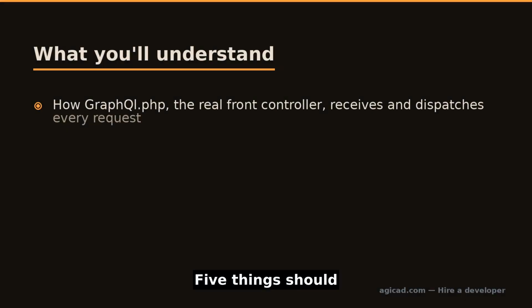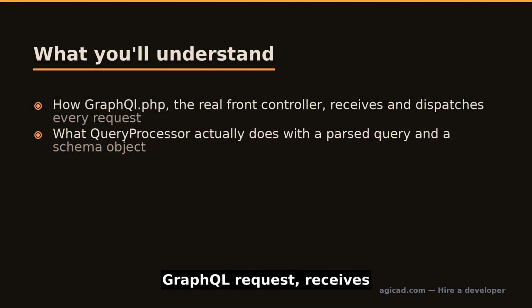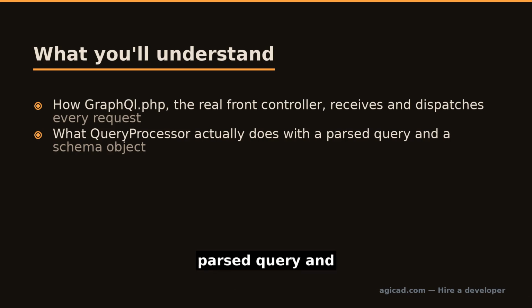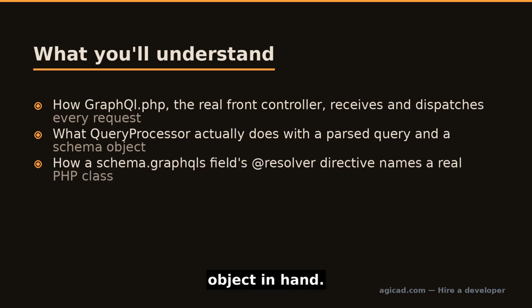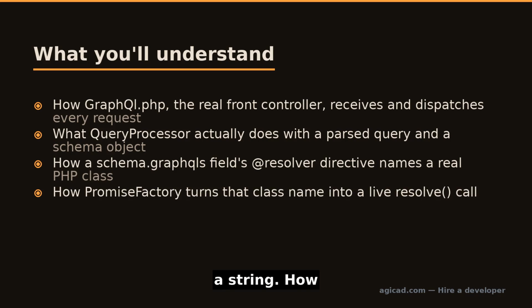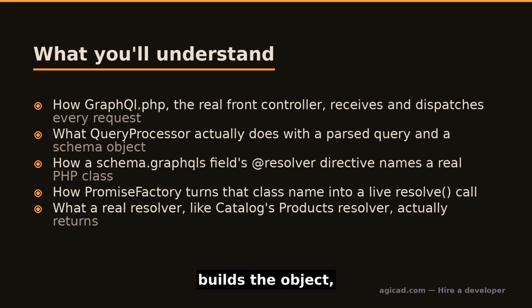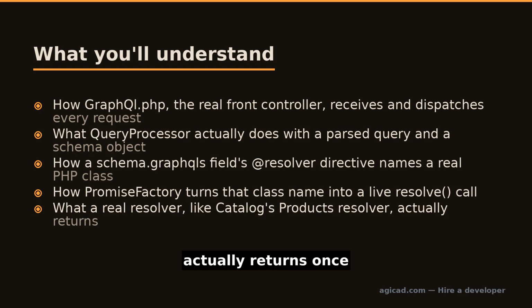5 things should click by the end. How GraphQL.php, the single real front controller behind every GraphQL request, receives and dispatches that request. What QueryProcessor actually does once it has a parsed query and a built schema object in hand. How a field declared in schema.graphqls, using the real @resolver directive, names a PHP class as plain text inside a string. How PromiseFactory is the real class that reads that string, builds the object, and wires up the call that eventually runs. And what a real, currently shipping Resolver, the catalog's own products resolver, actually returns once it's invoked.